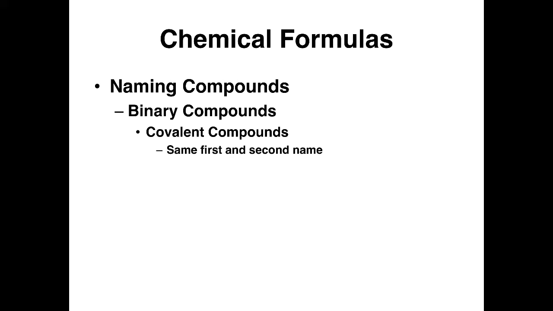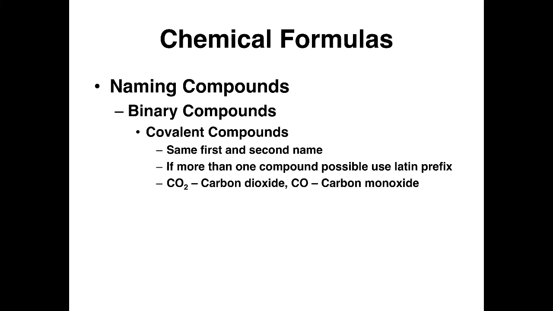Again, the first and last name are named the same way. That is, the cation is named and the anion is named with an IDE suffix. However, if more than one compound is possible with these two elements, then you use the Latin prefix to differentiate the various possibilities. So, for example, you have carbon and oxygen.